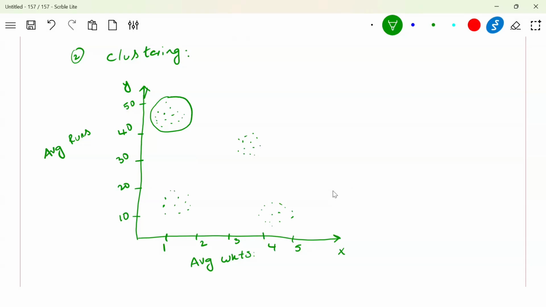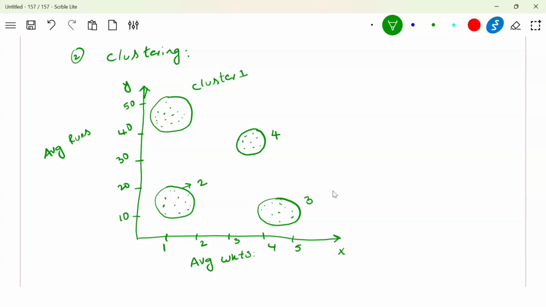I'm rounding those points and I'm naming it as cluster 1. All these points are near, so I'm naming it as cluster 2. All these points are near, so I'm naming as cluster 3. All these points are near, so I'm naming it as cluster 4.